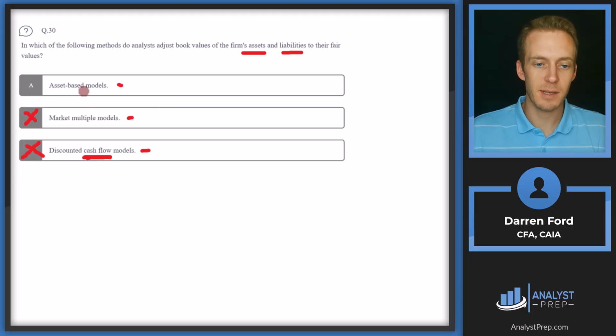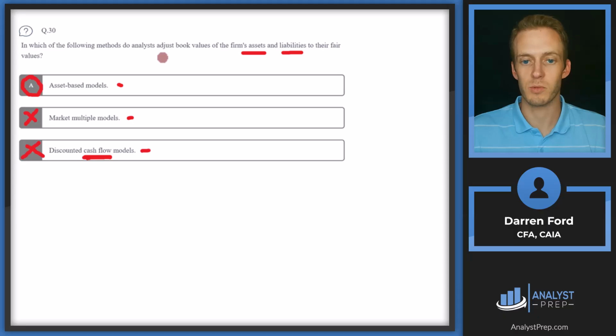And then A, asset-based models. This is where it's going to be correct. In an asset-based model, you're essentially looking at what the value of the balance sheet is and then basing the value of the firm on that. So if the firm has $1 million of assets and $500,000 of liabilities, and that's the fair value of those assets and liabilities, then you could say the firm's worth $500,000. So we're going to go with A, asset-based model.